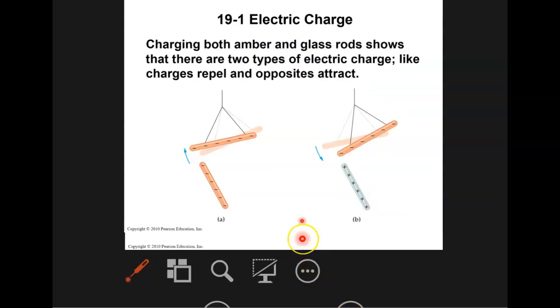So here is an example of the two different types of charges. You can have two types of electric charge, a positive charge or a negative charge. If you have two like charges, they're going to repel, or move away from one another. And if you have opposite charges, like a positive and negative, they're going to attract or move towards one another. You can see in A, there's a negative charged rod and a negative rod, and if you were to move them towards one another, this rod is going to move away from it. As in B, you have a negative charged rod and a positive charged rod, and they're going to move towards one another.